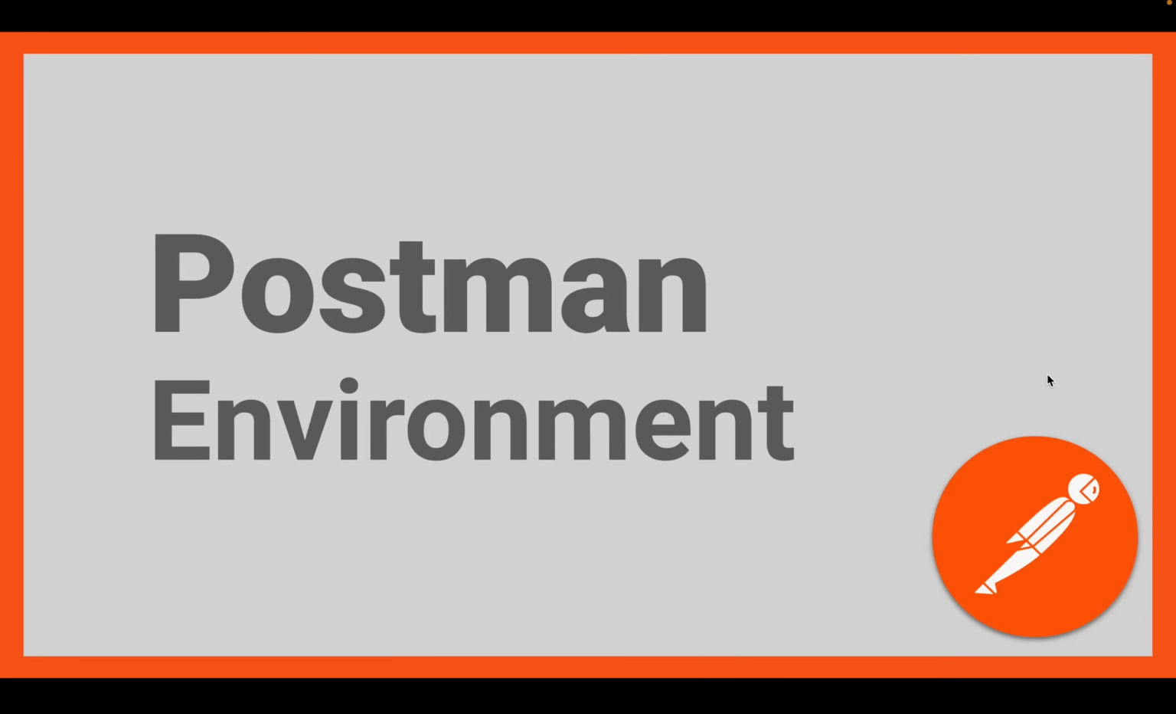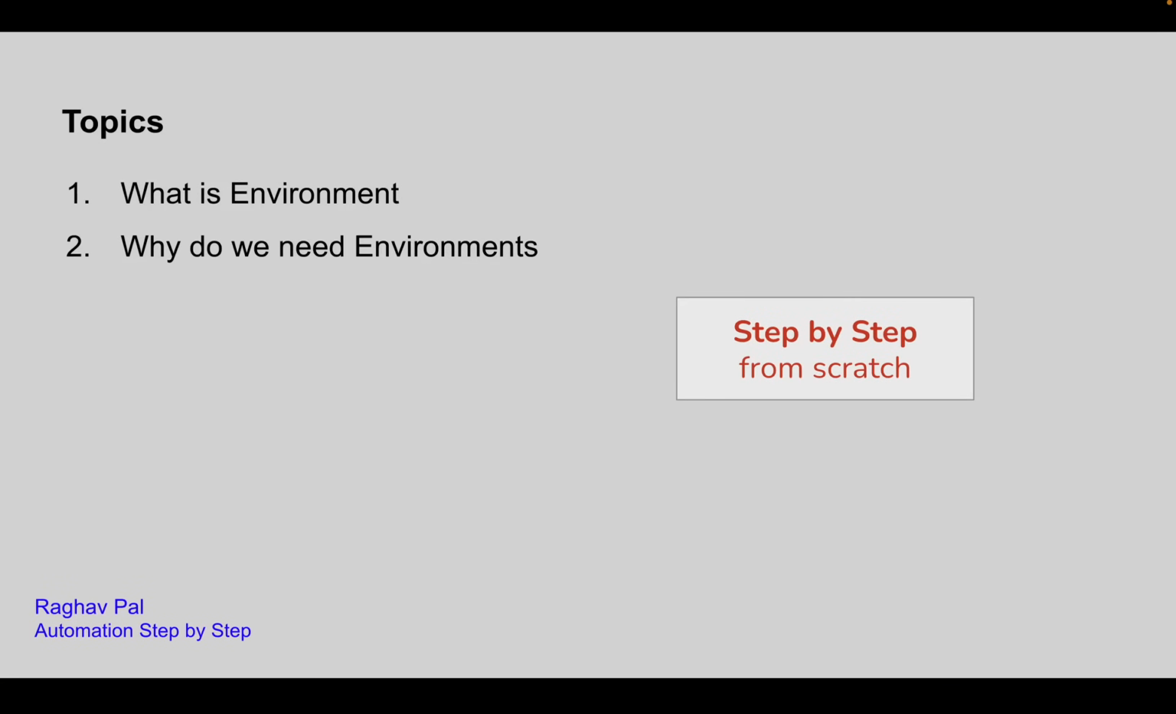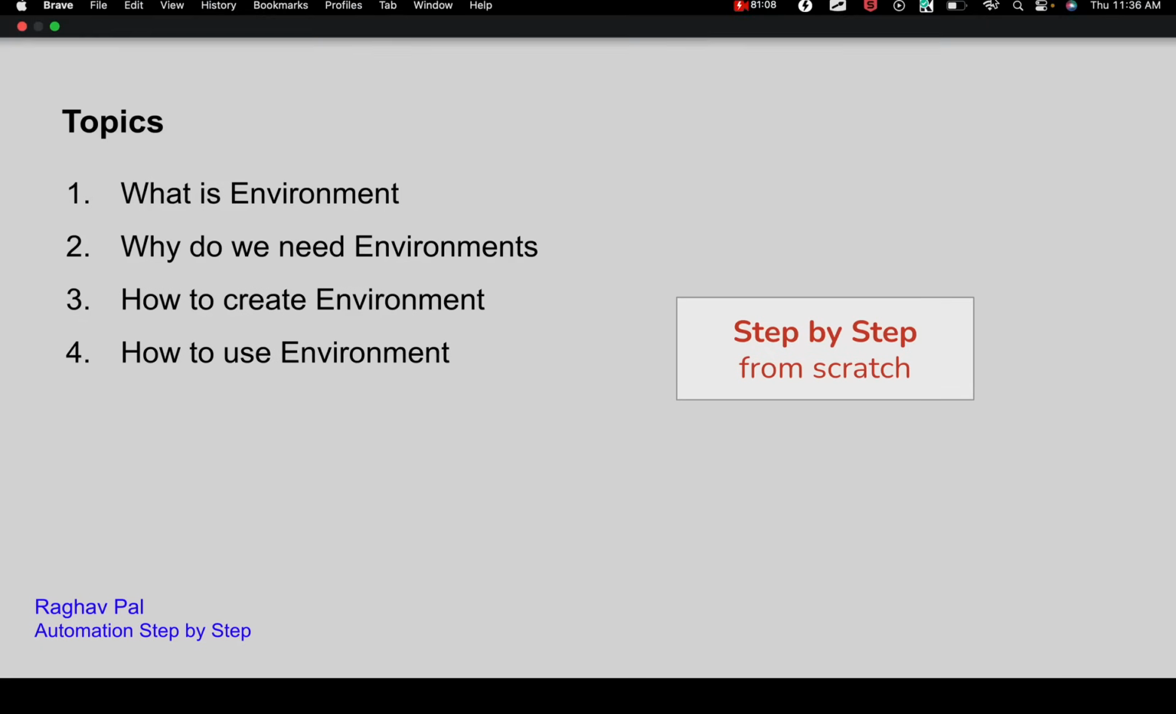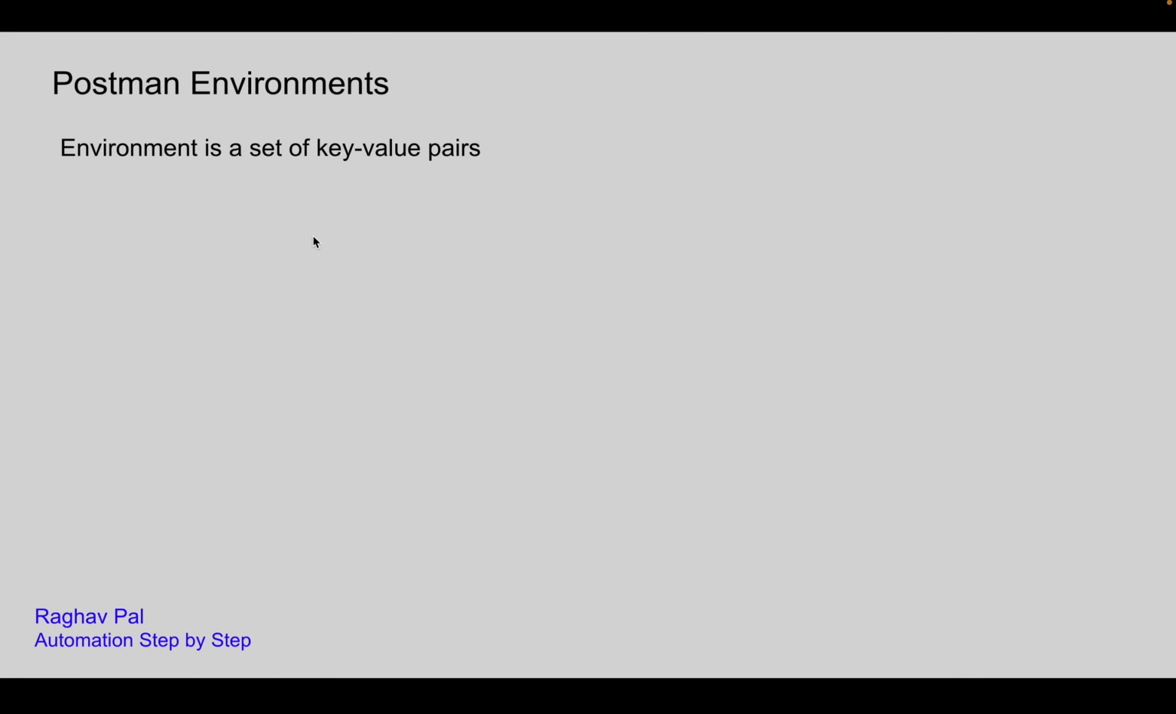Okay, now let us look at environment in Postman, and here we will see step by step from scratch what is environment, why do we need environment, and how to create environment. We will also see how to use environment and how to delete environment. So here environment is a set of key value pairs.